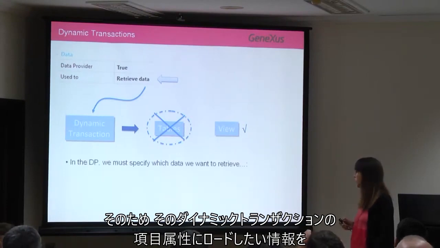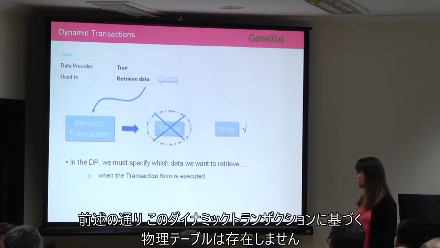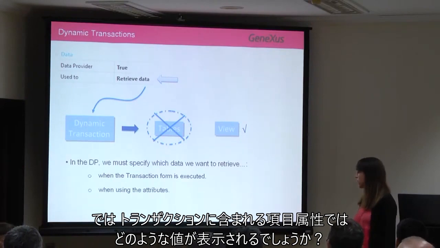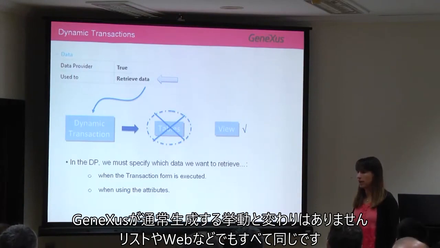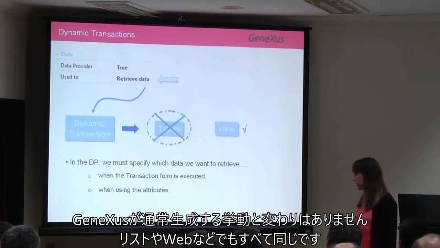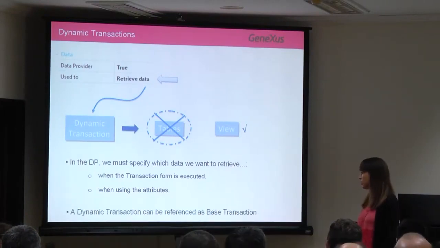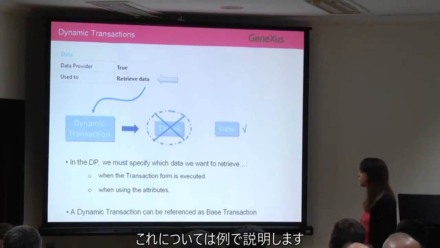So we have to indicate in the data provider what information we would like to load in the attributes of that dynamic transaction. That is, once we run this dynamic transaction, there is no physical table, so what is it that we want to retrieve from the attributes to be shown? We can also use those attributes usually, as it always happens with GeneXus, on listings, web, everything, just the same. So we're going to see how to define that data provider. Also, a dynamic transaction may be referenced as a transaction. We're going to see this in the examples.